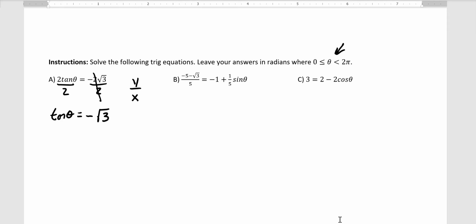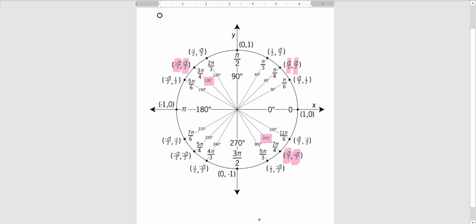So I'm going to need a y value and an x value that simplify to negative root 3. That means my y value is going to have to be root 3 over 2, and my x value is going to have to be 1/2, and I'm going to need one to be positive and one to be negative. So y value, root 3 over 2, x value, 1/2, one positive, one negative. Let's see if we can find that.